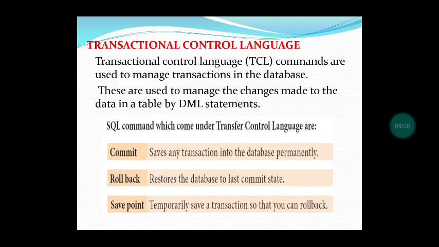And next one is TCL. It is transactional control language. It is used to manage the transactions in the database. And the commands used for TCL are commit, rollback and save point. Commit means that the transaction is saved permanently. Rollback means it restores the database, and save point temporarily saves the transaction. Commit means a permanent transaction is saved. Save point means a temporary transaction is saved.